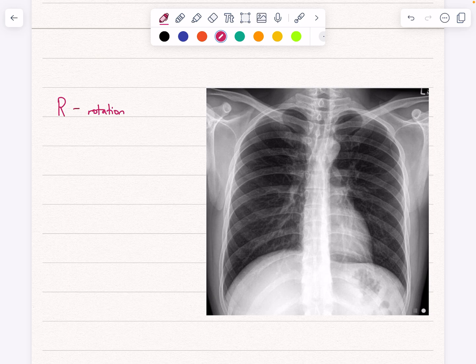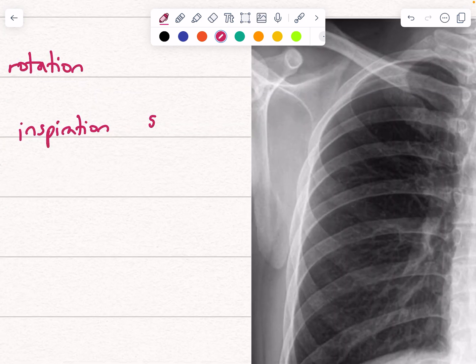Okay. The next is for inspiration. This is basically to determine, do we have a good enough amount of lungs that we can actually see? So, did the patient breathe in? So, can we count the number of either anterior or posterior ribs? So, the magic numbers you want to know are 5 to 6 anterior ribs or 10 posterior.